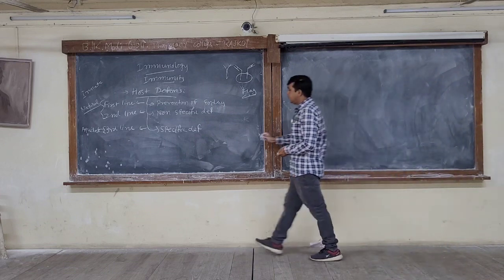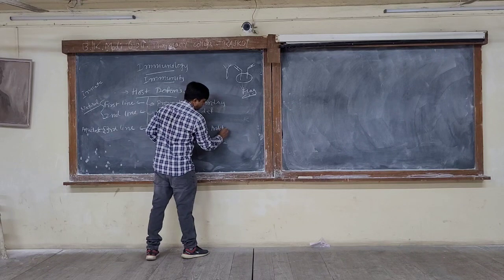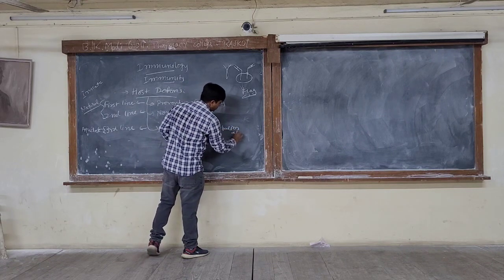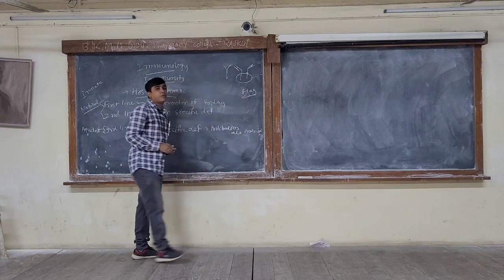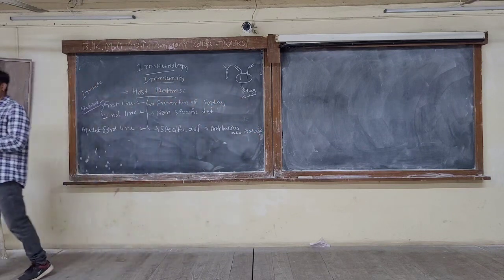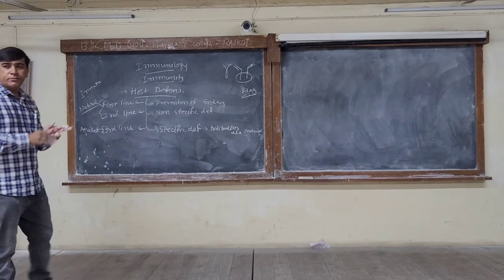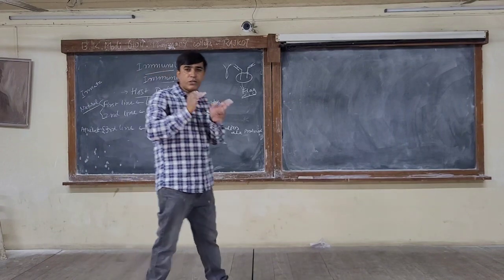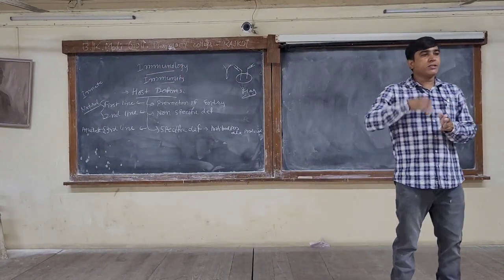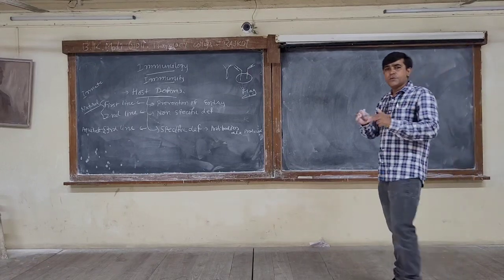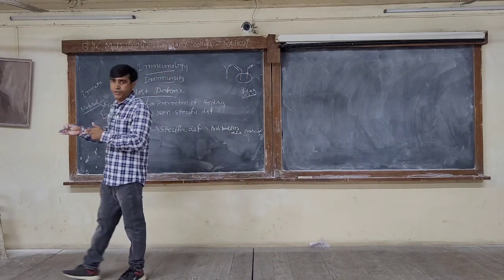So here the antibodies are produced by the body. These antibodies are specific for a specific organism. That is, for Mycobacterium, a separate antibody will be produced. For Salmonella typhi, a separate antibody will be produced. For poliovirus, a separate antibody will be produced. So for each organism, a separate antibody will be produced by our body.